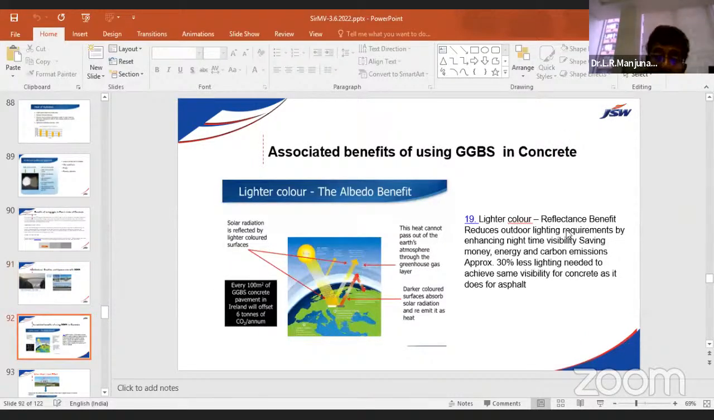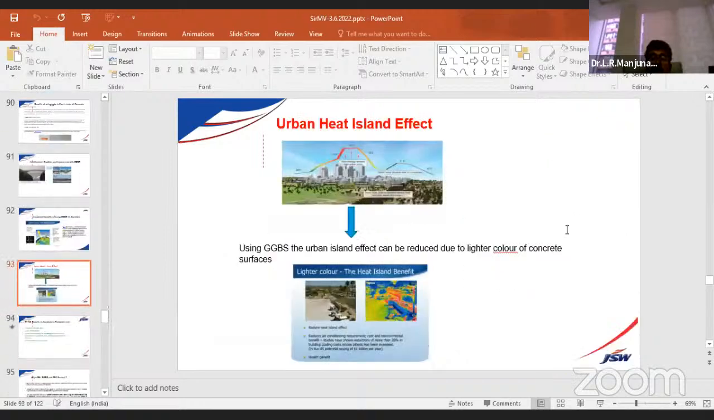And apart from that, if you use GGBS for concrete roads, it will be more off-white in nature, and also the albedo effect. Like, the heating will come down. The urban heat island effect will not be created. So lighter members do not absorb more heat. So urban heat effect can be reduced because all our cities are covered with bitumen roads, black in nature, absorbing a lot of heat and creating a surrounding environment warmer compared to the adjoining area. So by using GGBS based concrete roads, it will definitely help to reduce the urban heat effect.